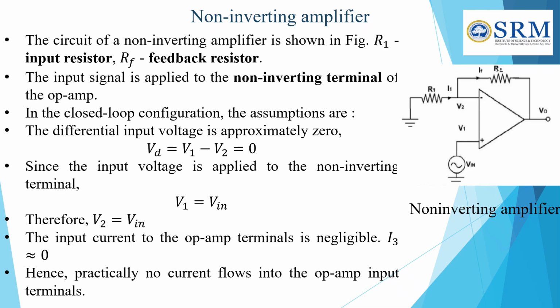Next we are going to see the non-inverting amplifier. This circuit shows the non-inverting amplifier. The input signal is connected to the non-inverting terminal of this op-amp. The output signal will be in phase with the input signal. That means there won't be any phase inversion.